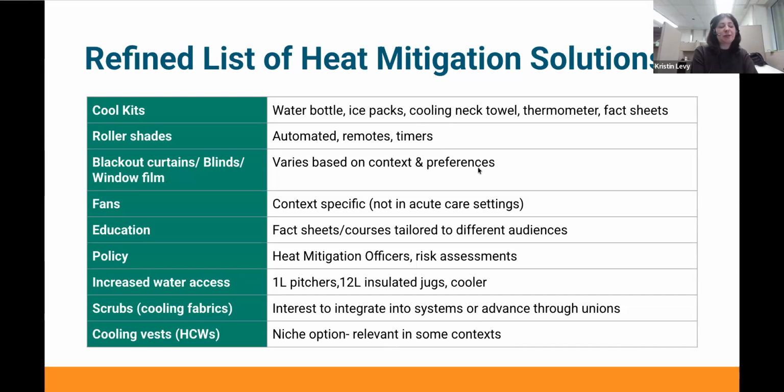The education was also very popular. The idea of having fact sheets. We really wanted to tailor this to different audiences to make sure that it's appropriate depending on the setting and the group. So we're working right now to do specific fact sheets that are tailored to healthcare workers and family caregivers and patients and residents and managers even, so that they have the information they need.